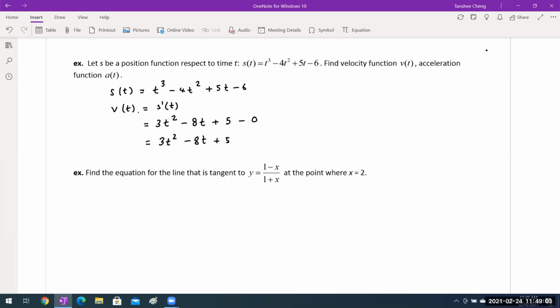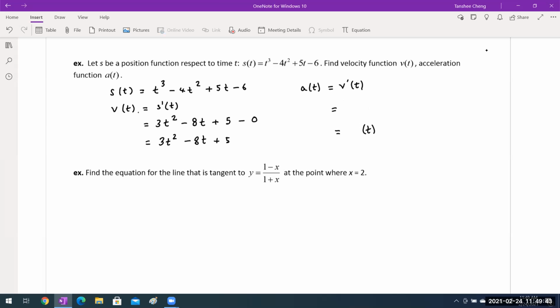Now, we also want the acceleration function. The acceleration function is basically the derivative of the velocity function. So taking derivative of velocity function, the interpretation is that we are taking the derivative of the derivative of a position function again. So this is basically the position function taking derivative twice. So acceleration is the second derivative of the position function. So that's the interpretation part.